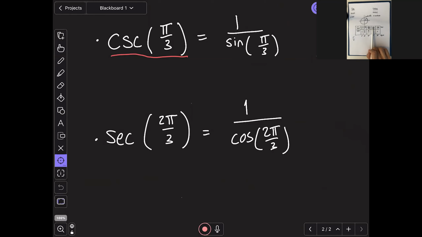We have our table over here, so we can look up sine of pi over 3, which I know is in my table. So this is 1 over the square root of 3 over 2. I got that from right here, if you can see in the doc cam. Dividing is the same as multiplying by the reciprocal, so this ends up being 2 over the square root of 3. So the exact value of cosecant of pi over 3 is 2 divided by the square root of 3.